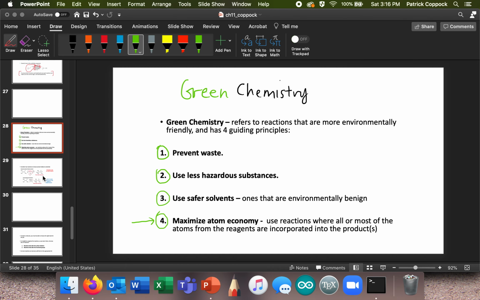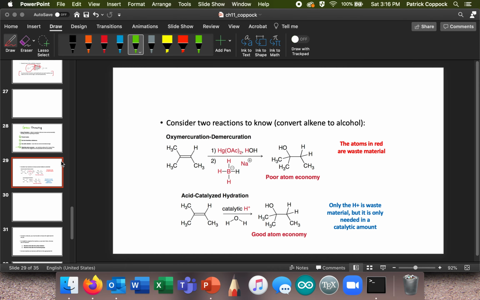So let's consider these four principles in the context of a reaction. Suppose that you want to add an alcohol to this alkene, or you want to convert it, right? So one way is to use oxymercuration-demercuration, which is fine, right? Works beautifully. And you're going to add the alcohol to this position, and you're going to add the hydrogen to this position. Fair? So the problem with this is we're going to be using all of these atoms here.